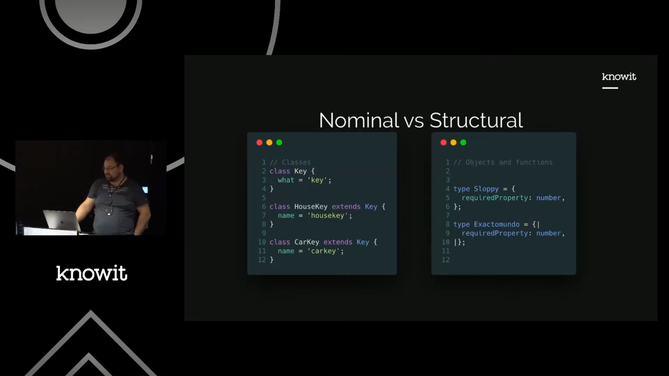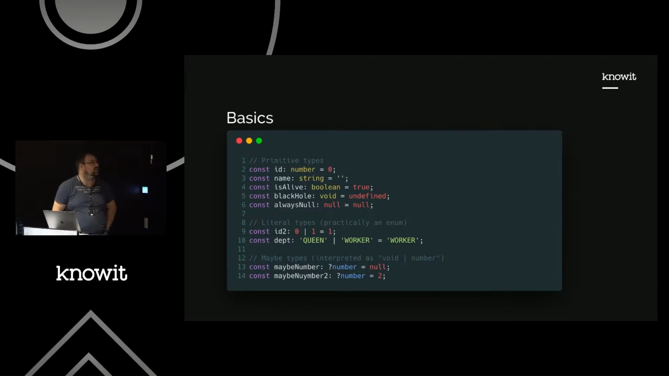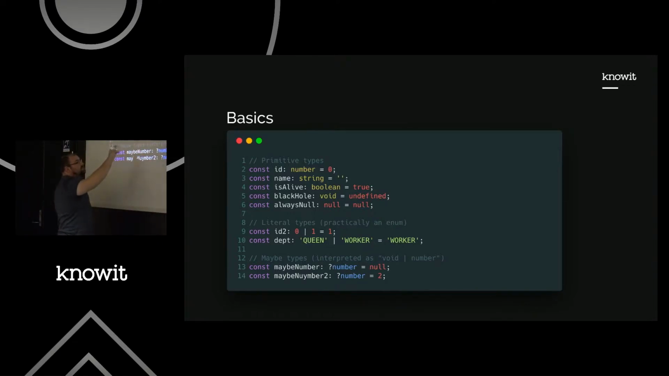Yes? So for the last slide, what's going on in line number 9, ID2? So 0, 5, 1 equals 1. Yeah, this is the or. So you say that ID2 has to be either 0 or 1, which is 2 number types, but then you can put in either 0 or 1 here. If you try to put in 2, it doesn't work.